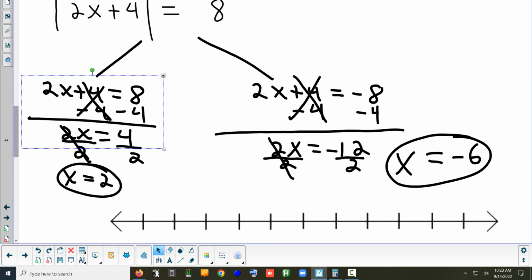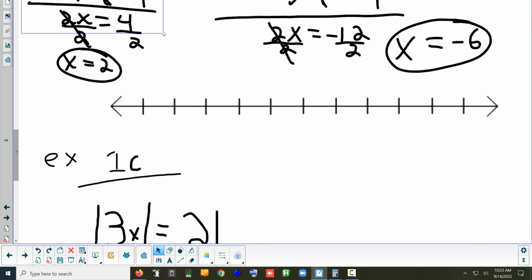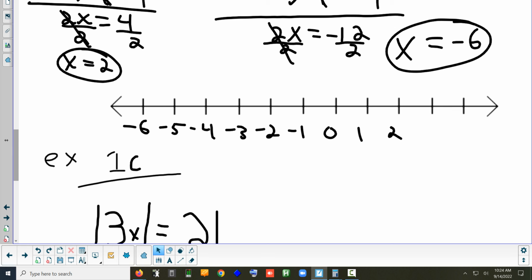Now, I'm going to look at my number line and see if I have enough room. Negative 6, 5, 4, 3, 2, 1, 0, 1, 2. Yes, I have enough room to do this. So I'm going to start here. If I didn't have enough room, then what I probably would have done is I would have gone by 2s. Like 0, 2, 4, 6, like that.